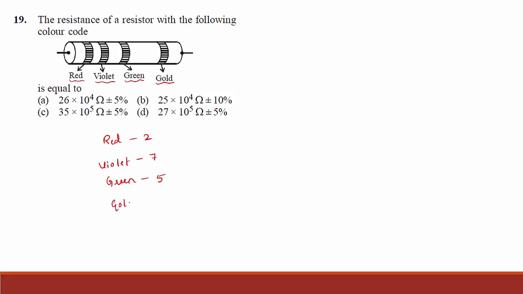Gold represents tolerance, that is plus or minus 5%. The first two colors give 2, 7, and the third color, green, is always the power of 10, that is 10 raised to 5. So 27 into 10 raised to 5 ohm, plus or minus 5% tolerance. This is the value. Option D is correct.